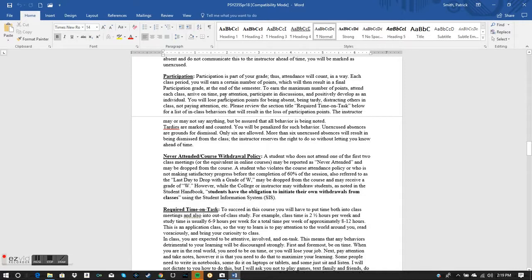Participation is particularly important, and as you can see down below, there's a section called required time on task. You should look through that because that's what I expect for you for each day. Now I know that sometimes people are quiet, you don't feel like you want to say anything, you like to just sit there and learn, but that's okay as long as you're paying attention and you're part of the class.